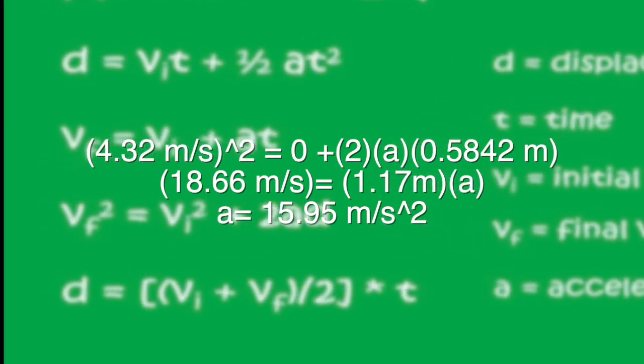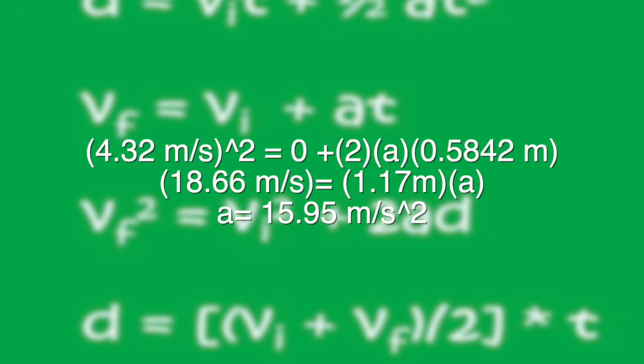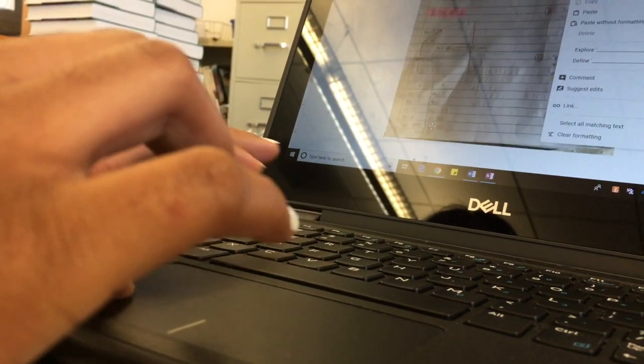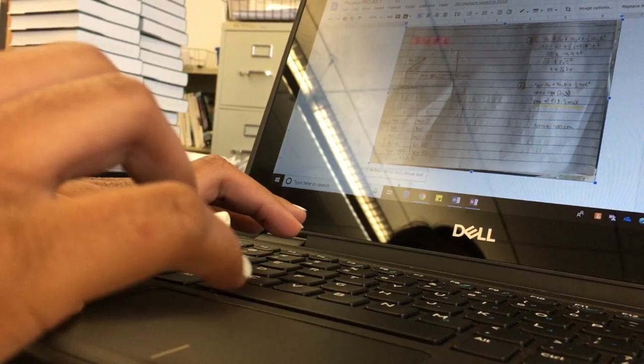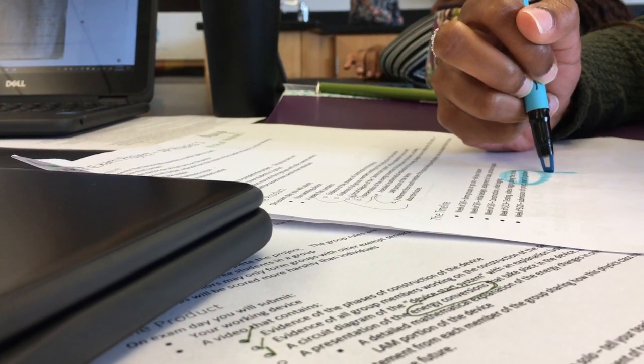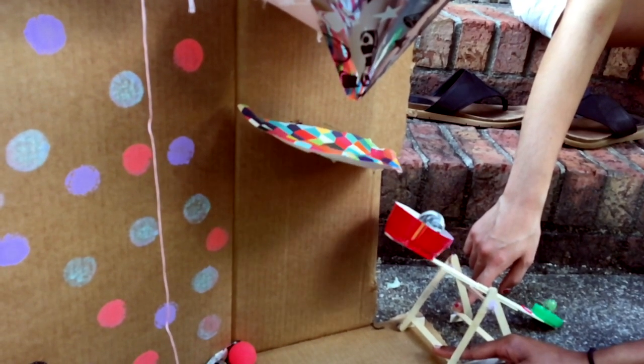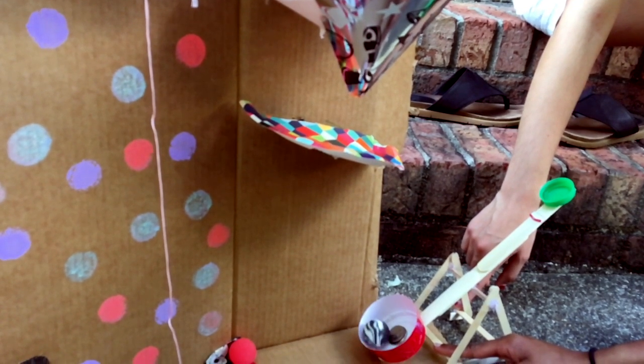After finding the final velocity, we also figured out the acceleration the marble had leaving the contraption by using the formula v final squared is equal to v initial squared plus 2ad. We know the final velocity and the initial velocity is equal to 0, and the d is measured to be the length from the beginning of the contraption to the ending point that the marble landed on. We found the acceleration to be 15.95.